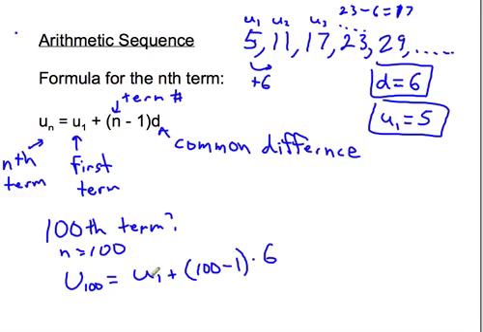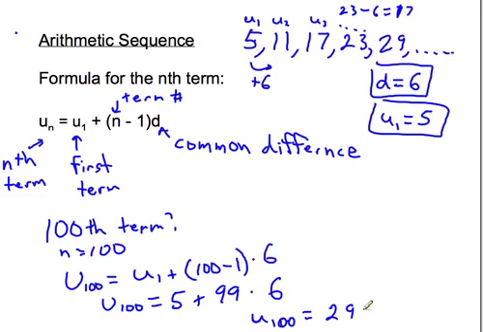Okay, and we can work that out. Now we know that u sub 1 is the first term. That one's going to be 5. So u sub 100, the 100th term, is 5 plus, now 100 minus 1 is 99, plus 99 times 6. And we can work that out. 5 plus 99 times 6 is, so the 100th term is 2,970.